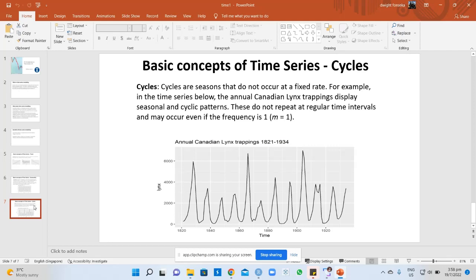The last concept is basically cycles. Now, cycles do not occur at a fixed rate. For example, they adjust based on the different months or different years, but cycles are definitely a component of time series. Now, I'm going to open up my R Studio.